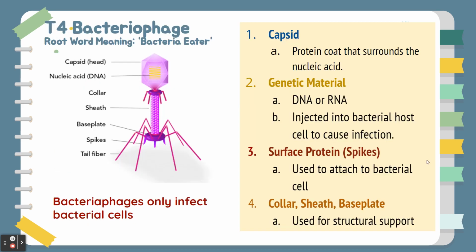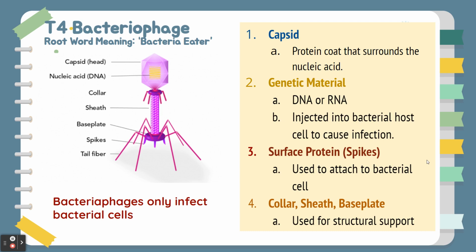All right, your third virus to be familiar with is the T4 bacteriophage. T4 bacteriophages infect bacteria. They play a significant role in bacterial infections and how we control those infections. An example of a type of bacteria commonly infected by phages is E. coli. And structurally, we're going to focus on the first 3 components: the surface protein, capsid, and genetic material.